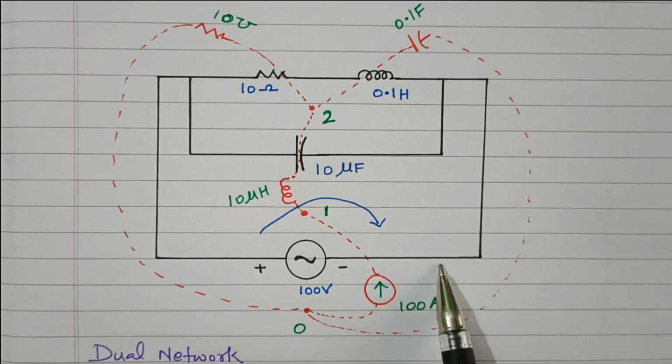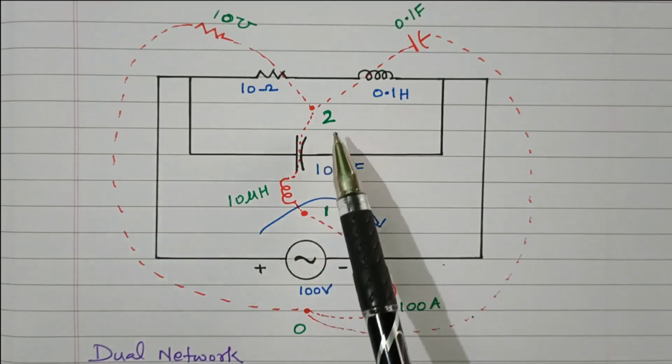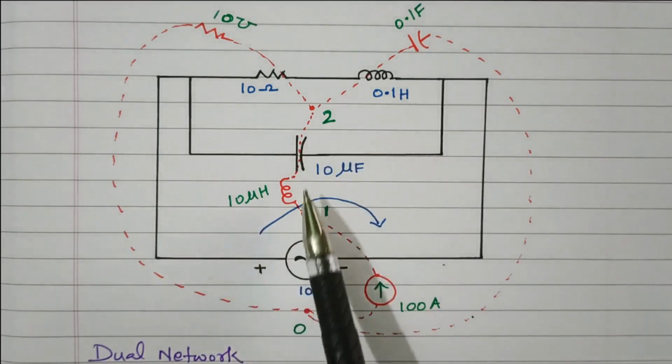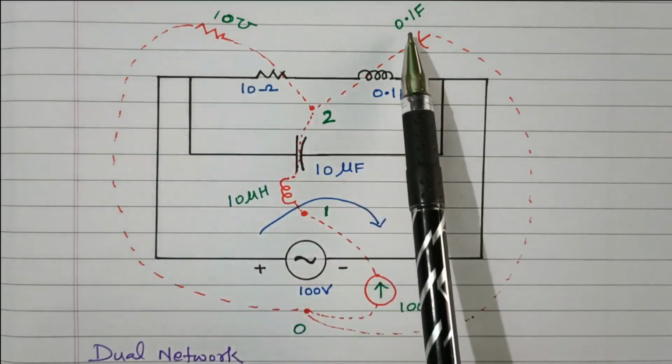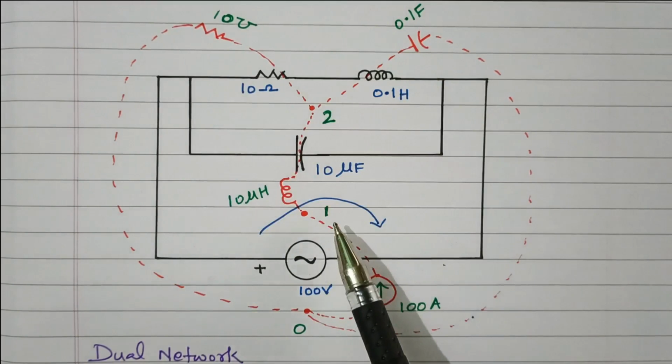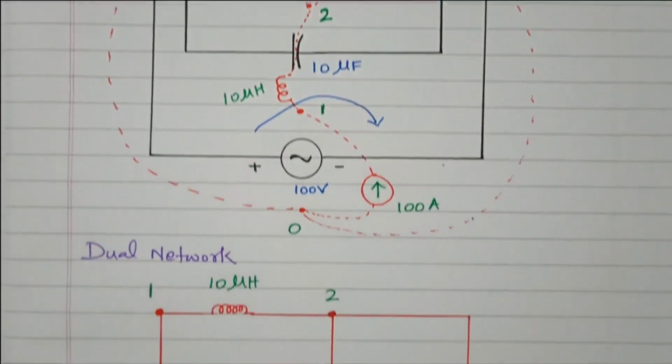Black color lines are the original network, red color lines are the dual network. Now we'll see again. Between 1 and 2 we have an inductor. Between 2 and 0, one conductance and one capacitor. Between 1 and 0, one voltage source and one current source. Right. Now we need to draw the dual network.